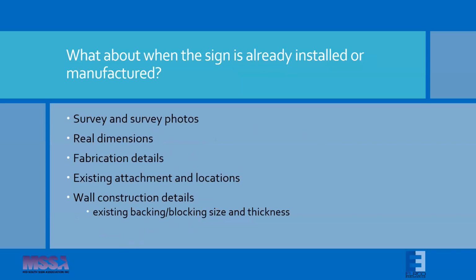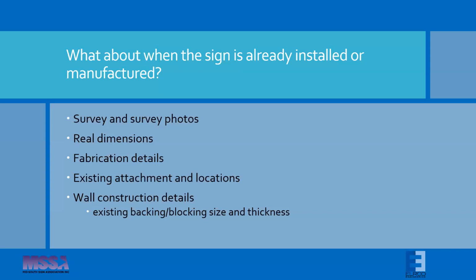What about those situations where a sign is already installed or maybe just manufactured? Make sure and survey the site, send photographs with real dimensions, any kind of fabrication details you've got, and how the sign, if it's already been installed, is actually mounted in.